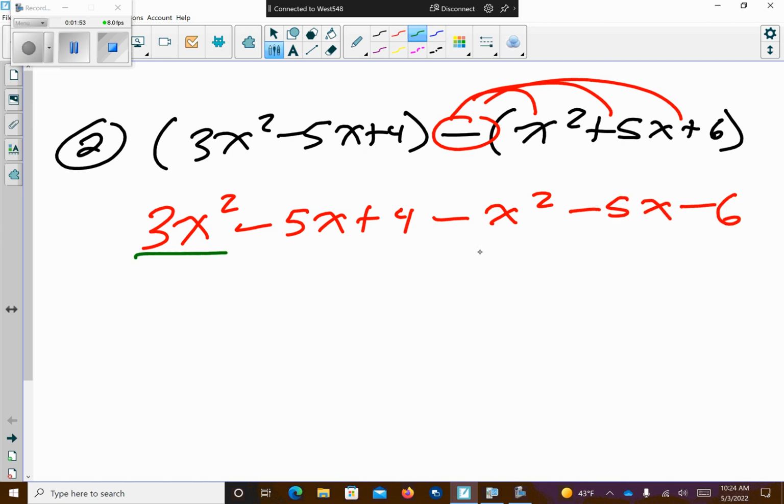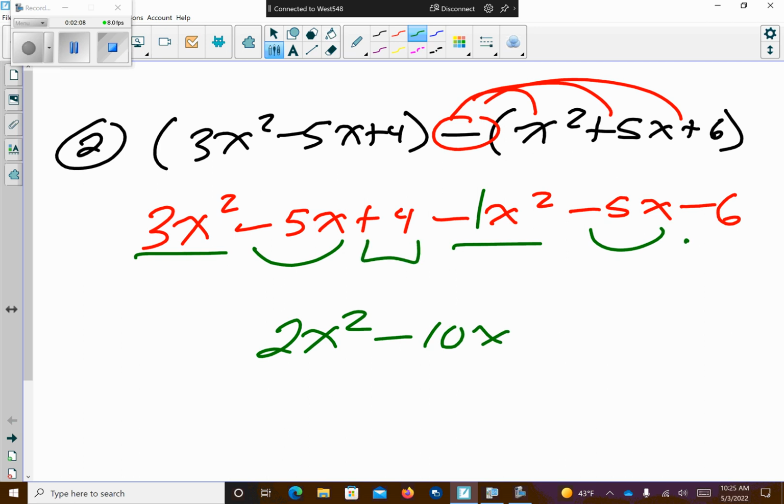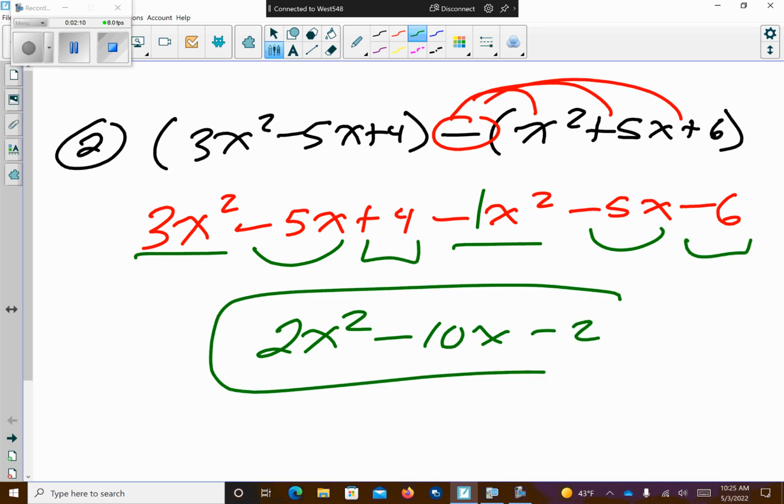And then you have to look and say, what do I have in common? You have to realize that is a negative 1x squared. So 3x squared minus 1x squared is 2x squared. And then those are like terms, so that's going to give me minus 10x. And these are like terms, so that gives me minus 2. And that's all it is. Okay? So just be cautious about that.